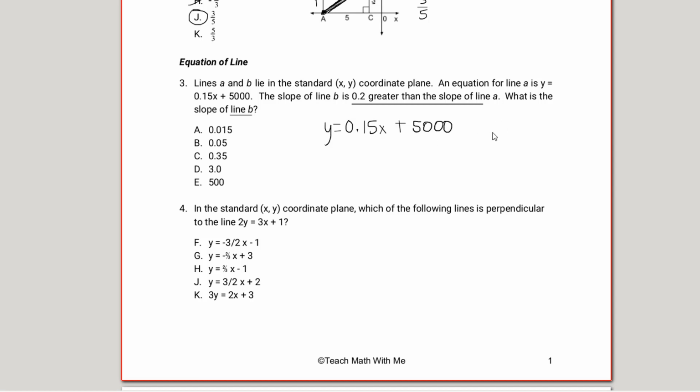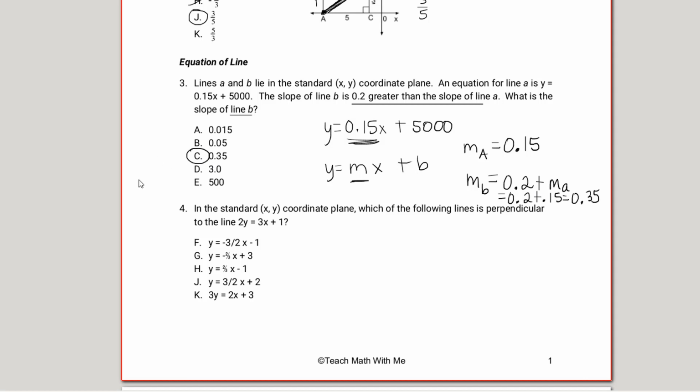When we're given this as an equation in y equals mx plus b form, where m is our slope, we know then that our slope for line A is 0.15. It's what's in front of the x term. And this sentence tells us that the slope of line B, which is what we're looking for, is 0.2 greater than the slope of A. So we're going to add 0.2 plus 0.15. That gives us 0.35, which is answer choice C, 0.35. We just simply add those.